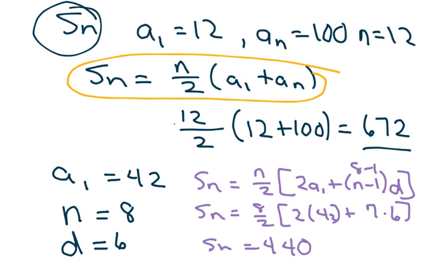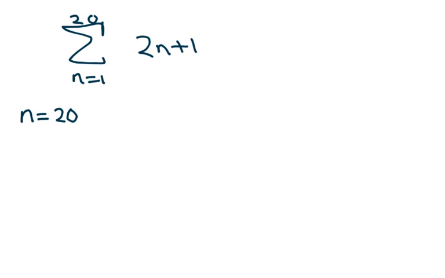Now let's look at one with the summation notation. So here we need to find the sum where we're starting with 1, ending with 20, so that we have 20 terms. That just means our n is 20 terms. And our formula is 2n plus 1. Now, the way I'm going to do it, instead of doing it the first way we did it, I'm going to use this formula, because I know my n is 20.